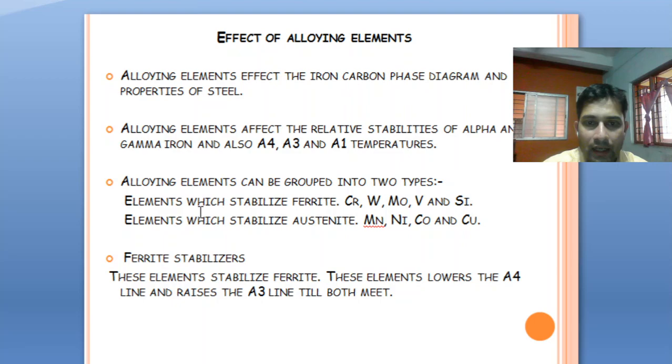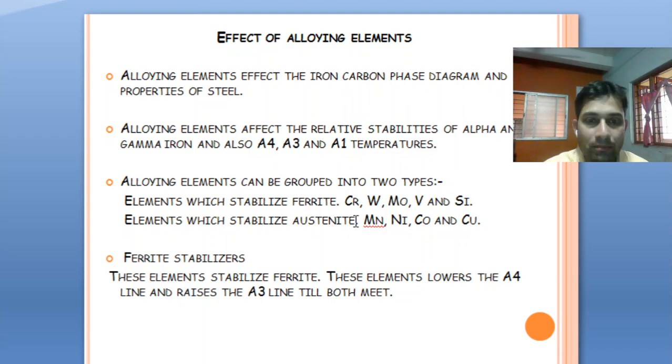I hope you remember the ferritic stainless steel. I had said that the basic element present in ferritic stainless steel is chromium, and that chromium is a ferrite stabilizer. Similarly, when I spoke about austenitic stainless steel, I said that the major elements present are manganese and nickel, and these are examples of austenite stabilizers. Here the relevance comes again.